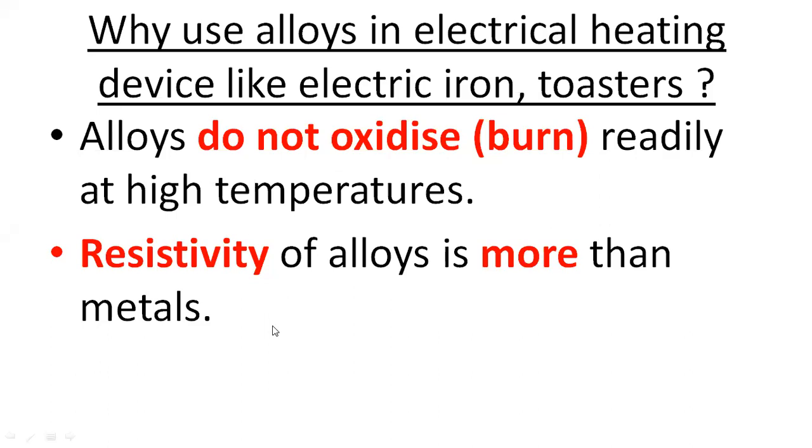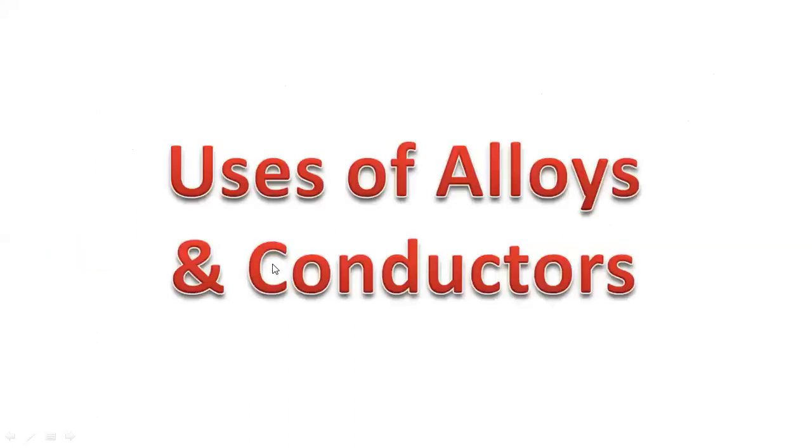And the second reason is that the resistivity of alloys is more than metals. This second point we will see later, why resistivity is important for alloys in this case. The only point you need to remember here is that alloys have high resistivity and they do not oxidize, that we know, at high temperatures. But this second point, the resistivity of alloys is more than the metals, we'll see somewhere later why exactly this is needed, because this requires the knowledge of this subtopic.